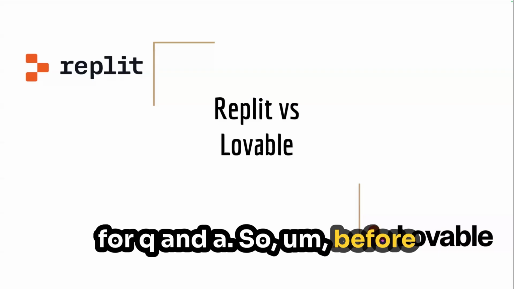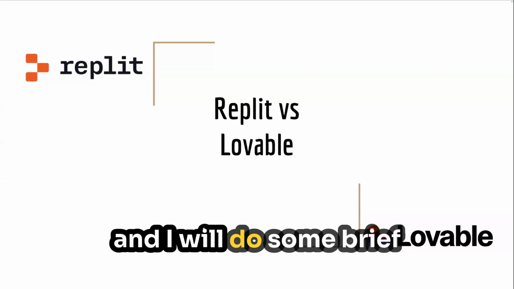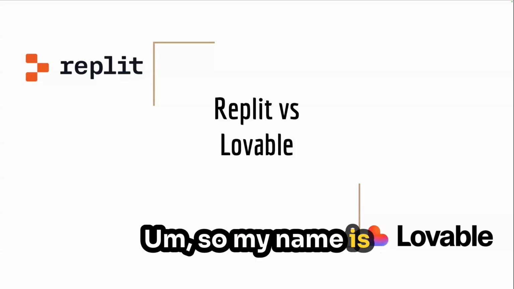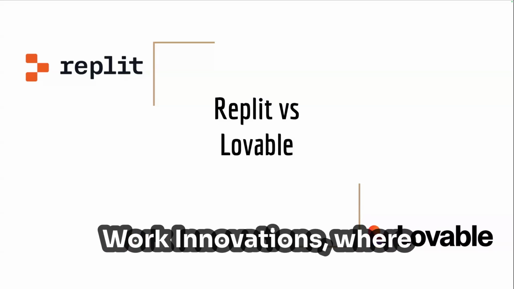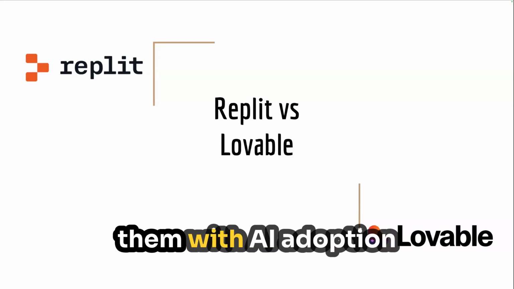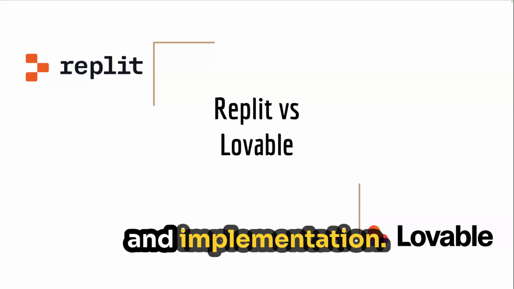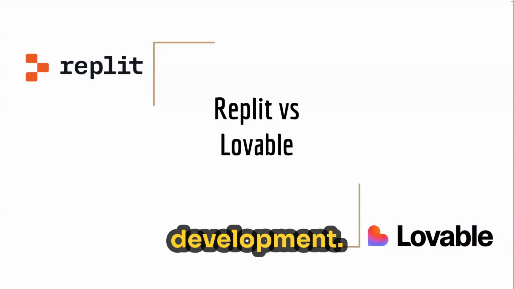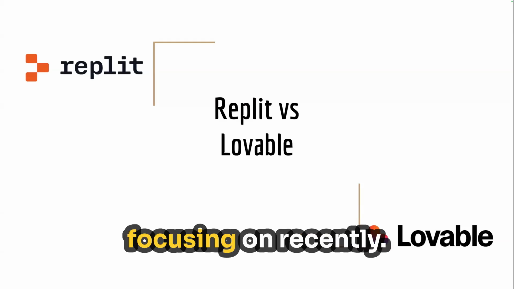So before we get started, Mike and I will do some brief introductions. So I'll go ahead and do mine. My name is Carlene. I am the owner of Partnerwork Innovations, where I work with startups and SMBs to help them with AI adoption and implementation, and also with a bit of an expertise in AI-driven product development. And so that's what I've been focusing on recently.